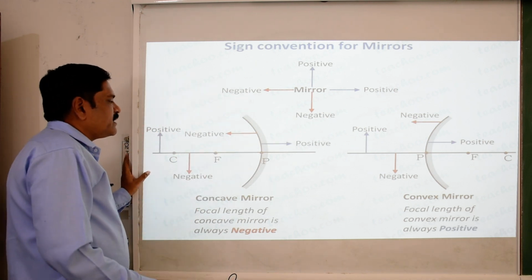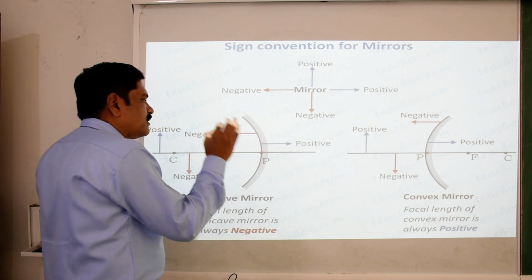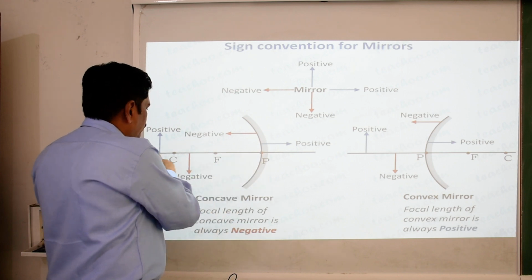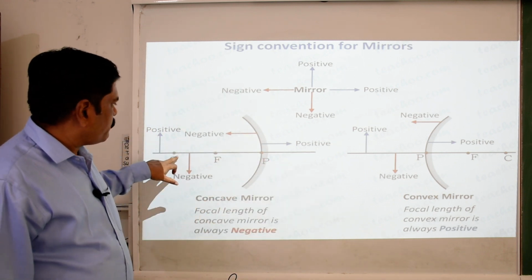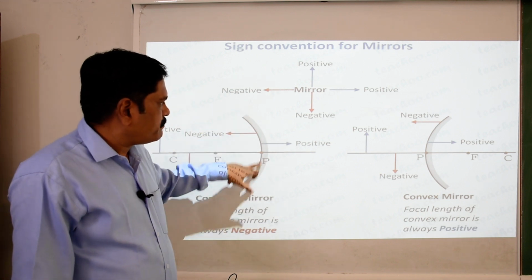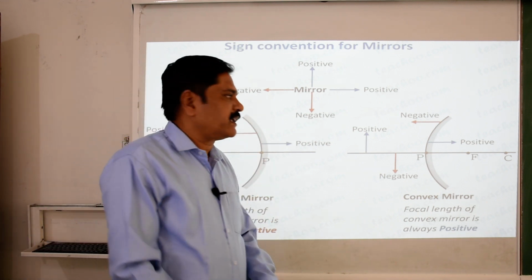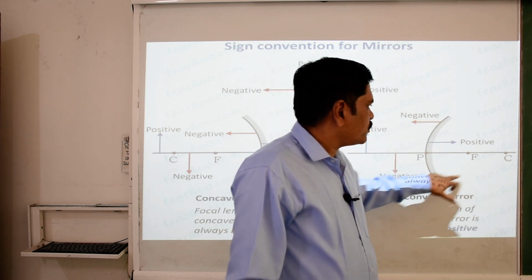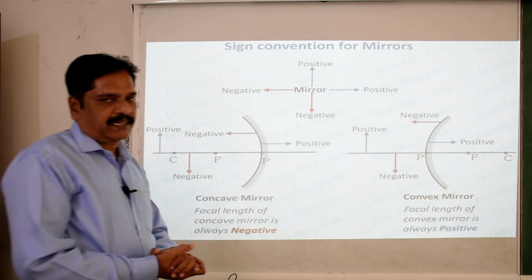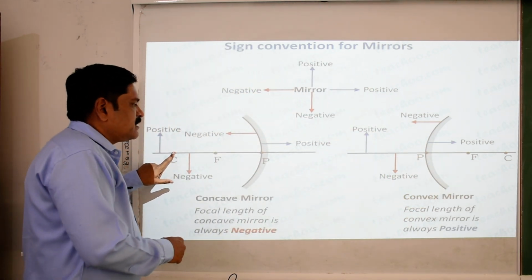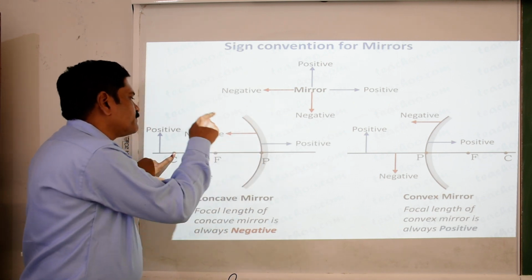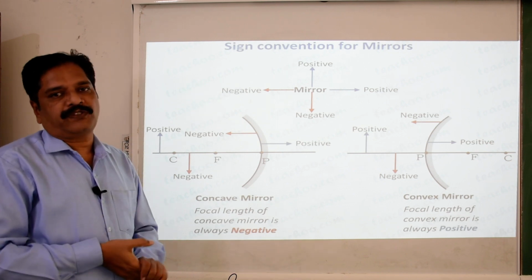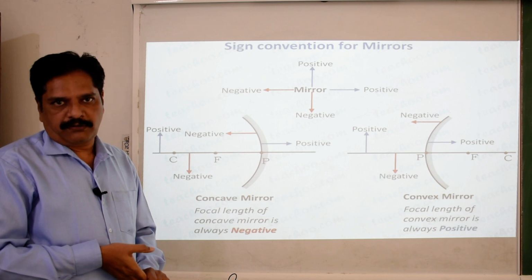Then here you can see that an imaginary line passes from the center of curvature to the center of the mirror, that's why it is called the principal axis. Same here, from this center of curvature to the pole of the mirror. So this one is the principal axis. As you know, this is the center of curvature, this is the pole of the mirror. The focal length will always be half of the radius of curvature.